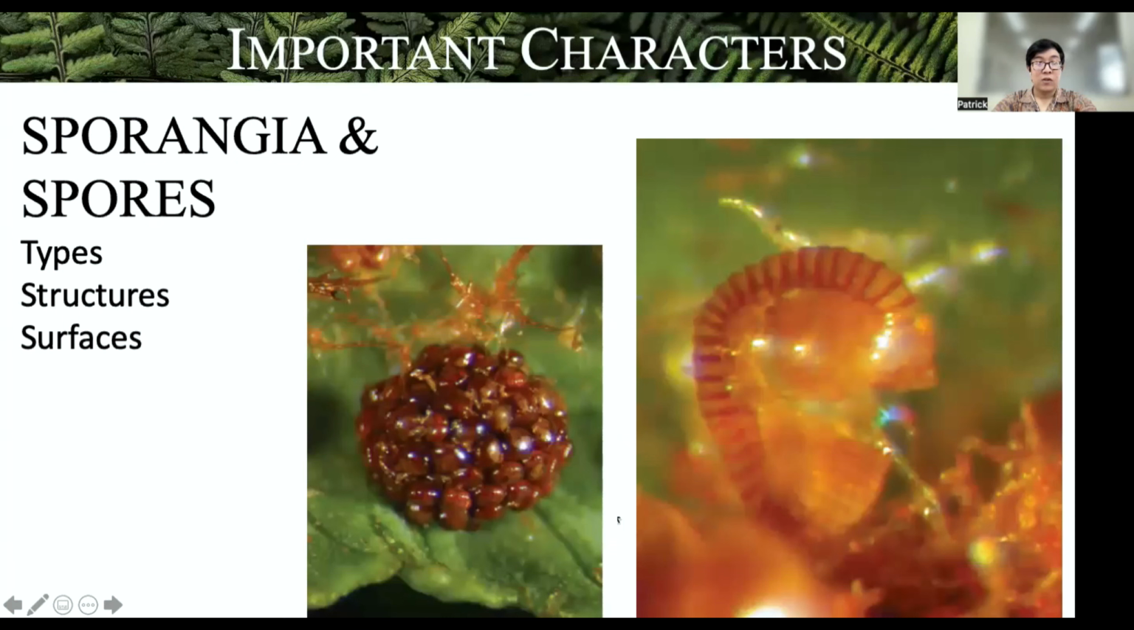And of course, the sporangia and the spores, their types, structures, and surfaces, although you need a microscope in order to see them. So these are the important characters that must be taken with utmost attention. If one or more of these characters are not noted, we cannot identify or diagnose species, especially those belonging to the family with many species.